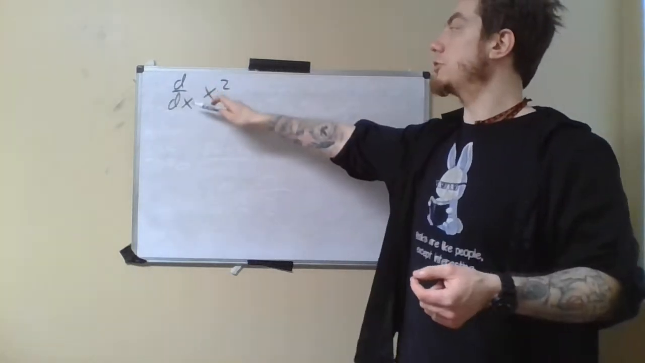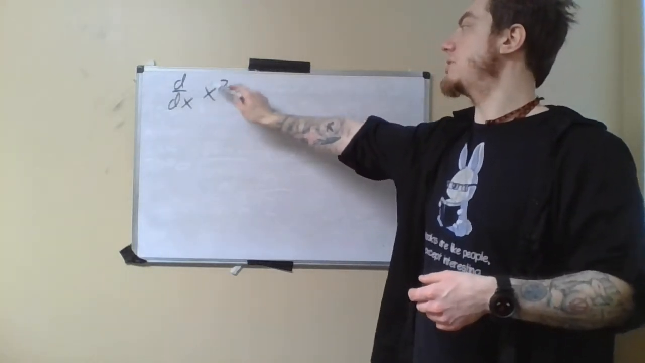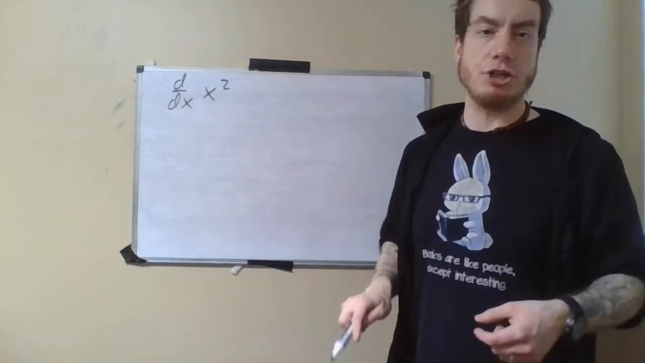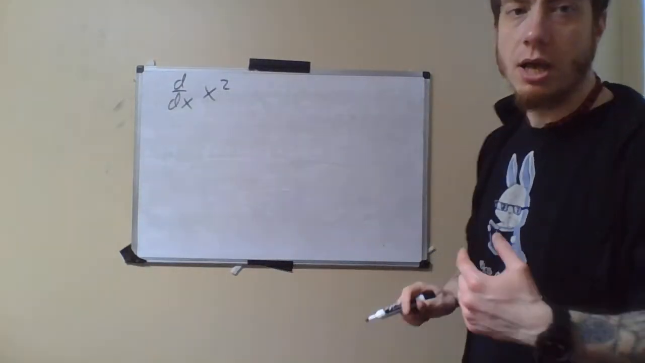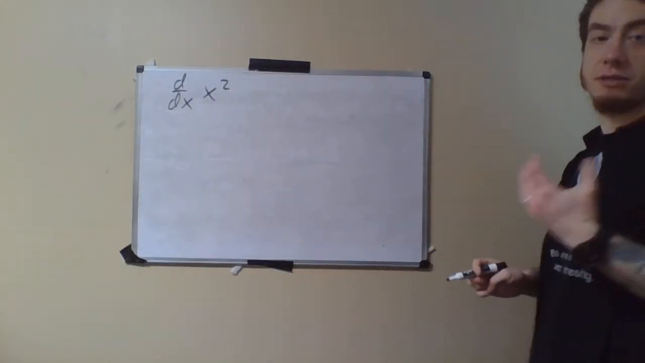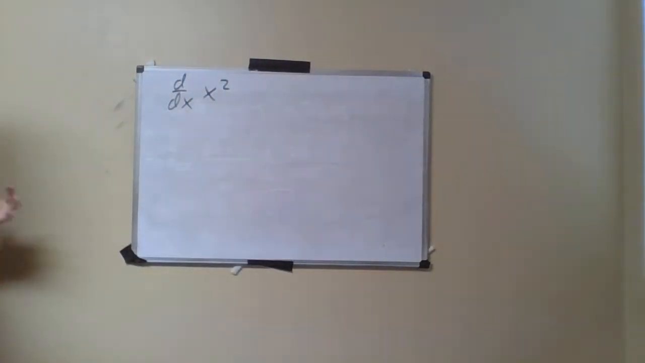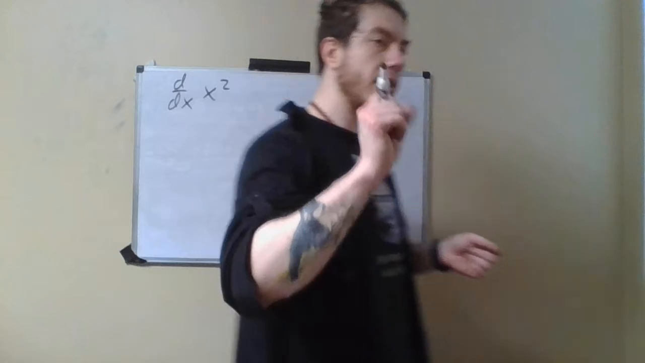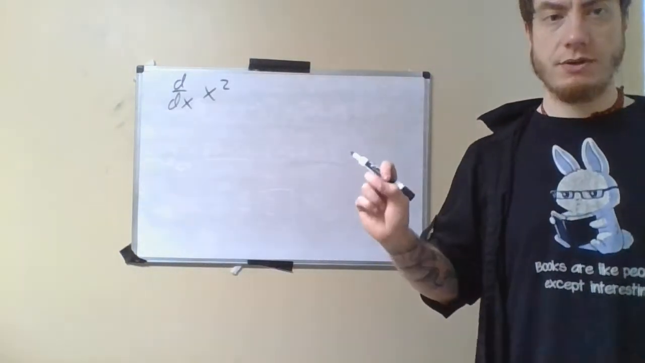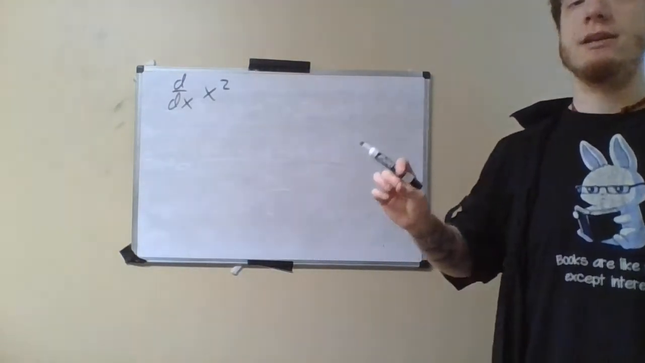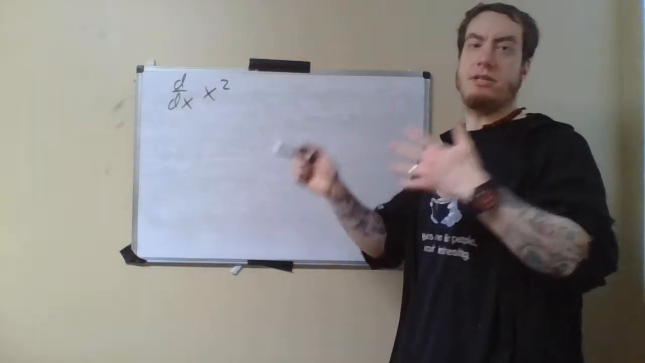Well, with the differential notation, I can just put d over dx and then put whatever function I want you to differentiate over here. The process of finding a derivative is called differentiating. You can kind of remember this because the derivative is really the difference quotient, the average rate of change thing. So difference, differentiate. So how do we do this?